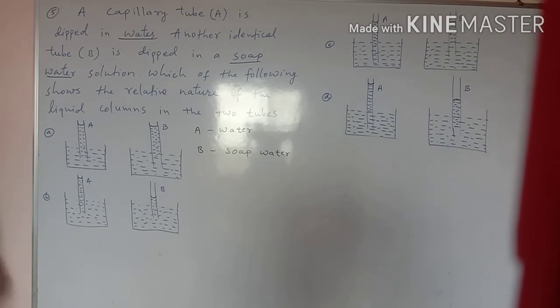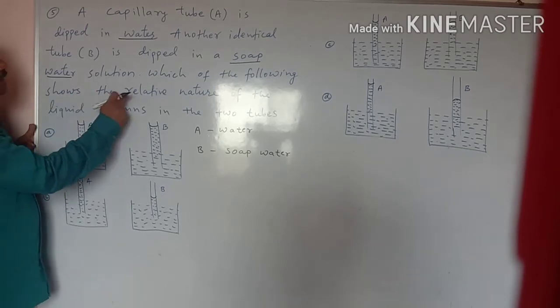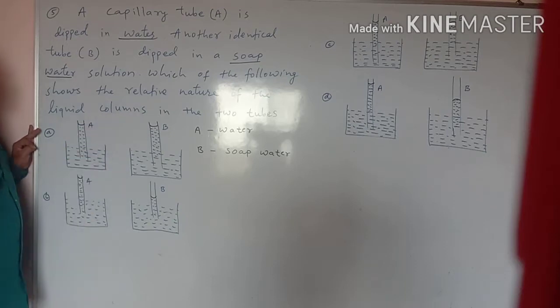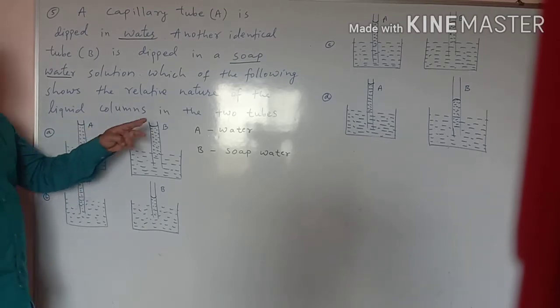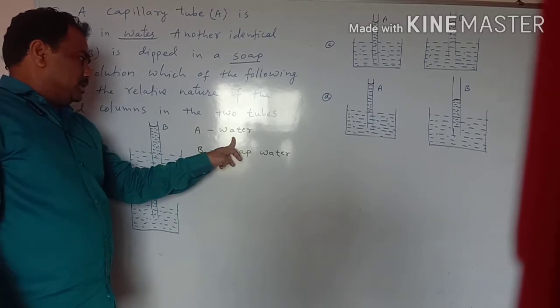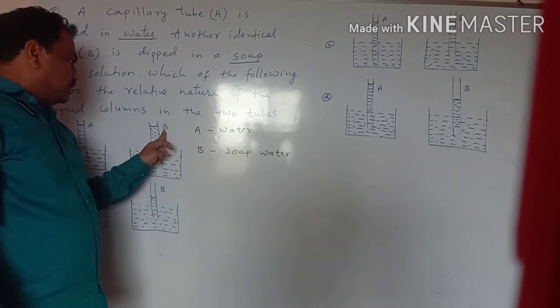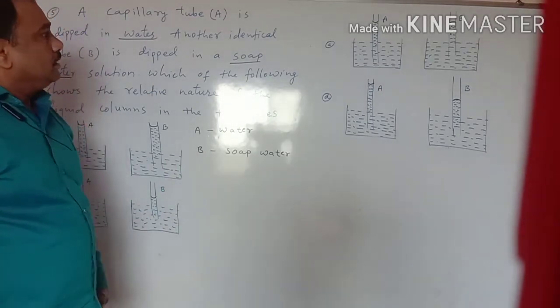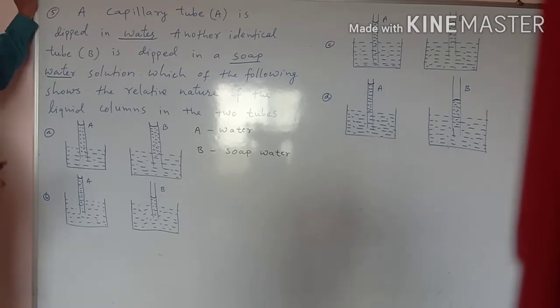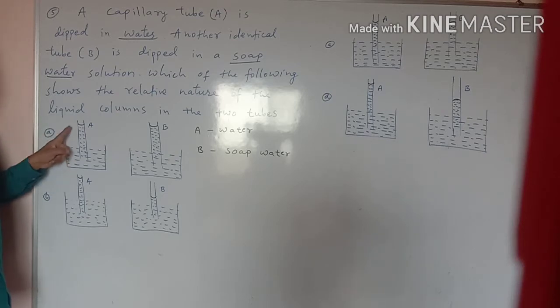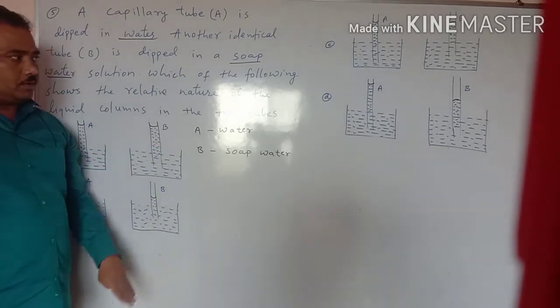Now see, the figure shows the relative nature of the liquid columns in the two tubes. Inside the liquid column A, water is there, and inside the liquid column B, soap water is there. According to this problem, one thing is confirmed: in the first capillary tube, that is capillary A, there is water, and in capillary B there is soap water.